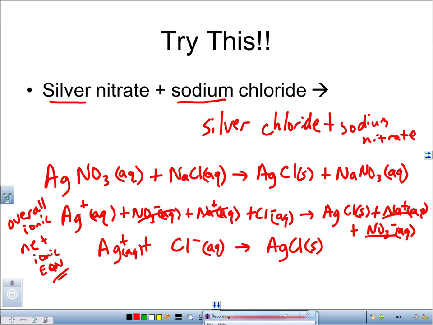But we'll be doing a lab next week, where you have to identify a bunch of different solutions based on how they make precipitates like this.